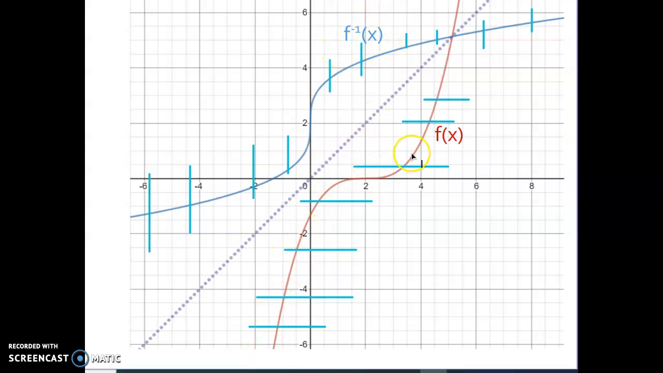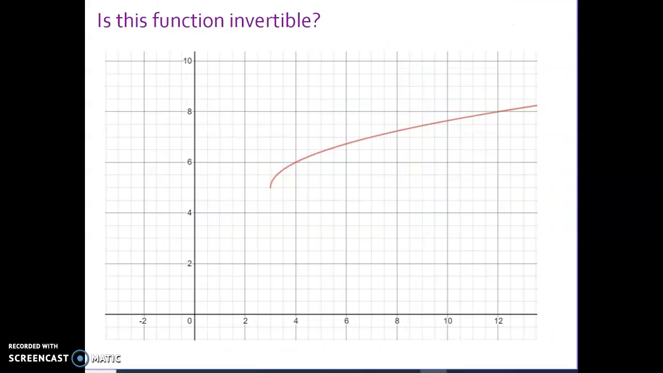This one, do you recognize the parent graph right there? That's x cubed. And the inverse of x cubed is cube root of x. So cube root of x is in fact an inverse function. The original function and its inverse are both functions. Therefore, this original function was invertible.